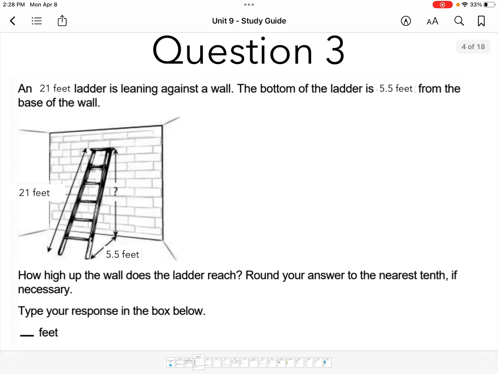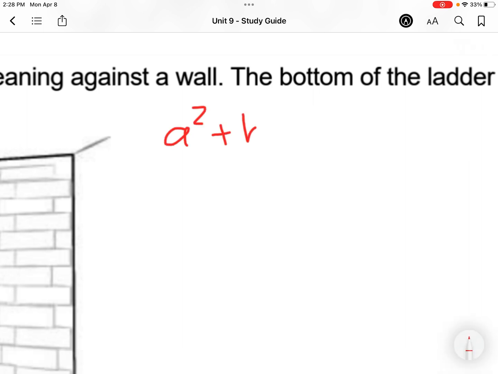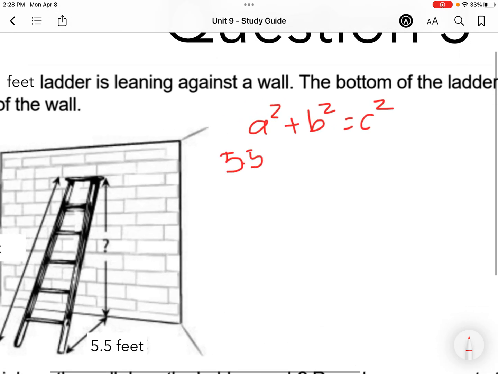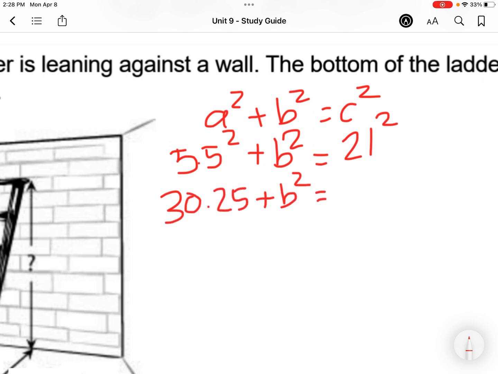All right, the next one says a 21-foot ladder is leaning against the wall. The bottom of the ladder is 5.5 feet from the base of the wall. How high up does the ladder reach? Okay, so I know I have a squared plus b squared equals c squared. So that's 5.5 squared plus b squared equals 21 squared. So 5.5 times 5.5 gives me 30.25 plus b squared equals 21 times 21, for 441.